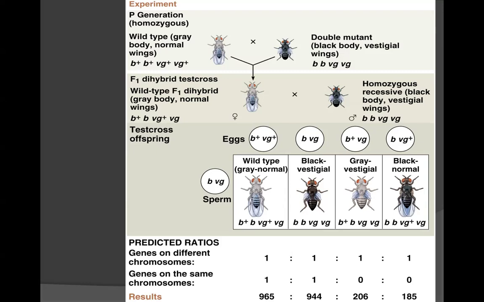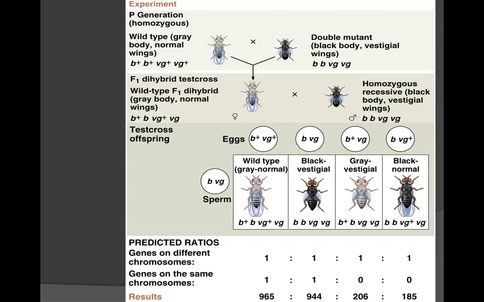In this instance, the genetic makeup of the mutant would be B B, signifying black body, and VG VG, signifying vestigial wings. The result from this cross would be creating a dihybrid or heterozygous individual with a genetic makeup of B plus B, VG plus VG. We would then take this heterozygous individual and perform another test cross by crossing it with a double mutant once again.